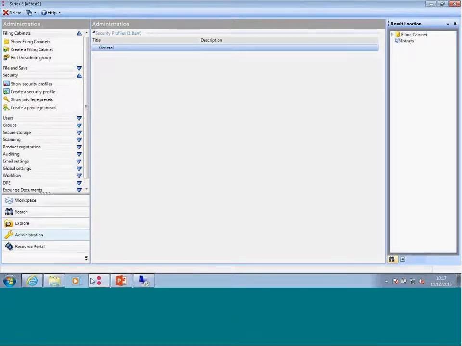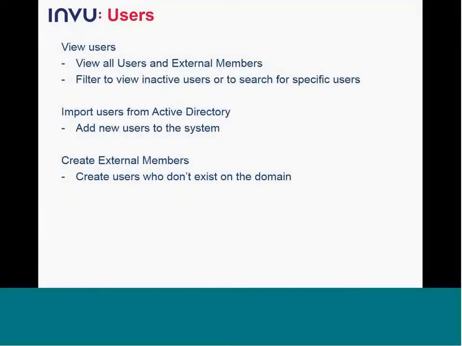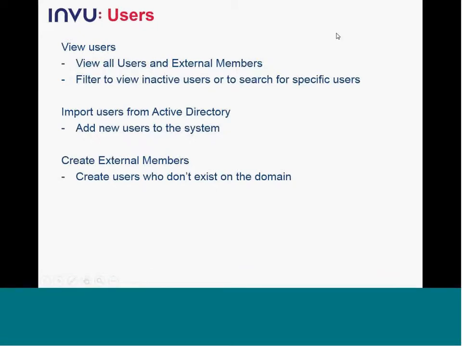So moving on, we have the next section, which is users. The user section is essentially just the area where you can view all users that are, I guess, classed as internal because they've been imported from the Active Directory. So they're internal to your domain and your configuration, and then you've got users who are external. External members are those that you've created manually, and they don't reside in your domain.